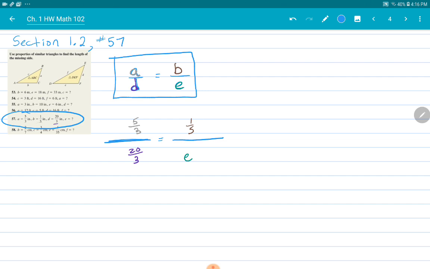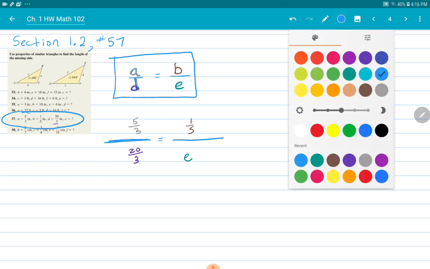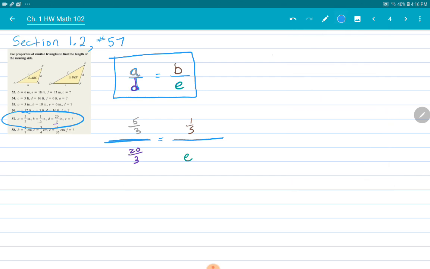Actually, before I cross multiply, I want to look and see, can I simplify this? So on the left-hand side of this proportion, we have 5/3 divided by 20/3. Both those fractions have the same denominator. And there is something I can do. I can actually eliminate those. Okay, so I'm going to go off to the side here and say 5/3 divided by 20/3. That's kind of another way of writing this fraction.